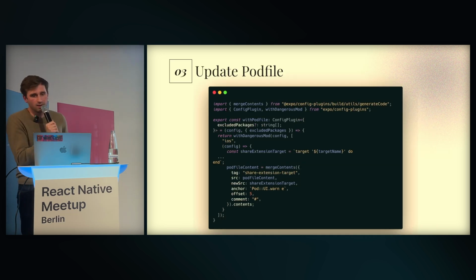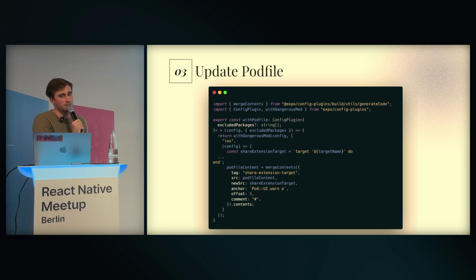The next thing that we have to do is we have to update our pod file. And here again, we can use a convenience method from Expo, which is called with dangerous mod. It's not as dangerous as it sounds. What it does is it changes the pod file. And the reason why they labeled it as dangerous is because it's a Ruby file, right? And so it's not some structured thing that you can modify pretty well. It's just characters in a file, basically. So you have to be really careful to do it right.